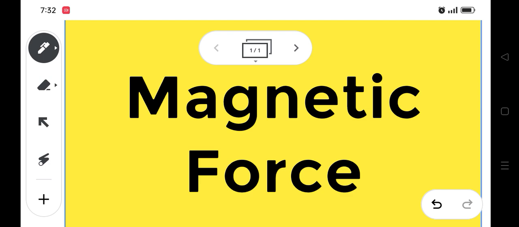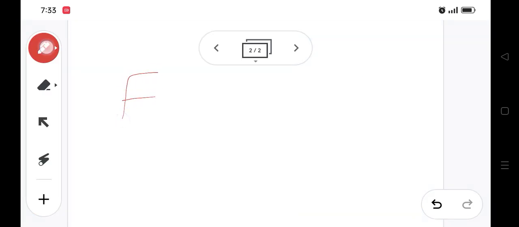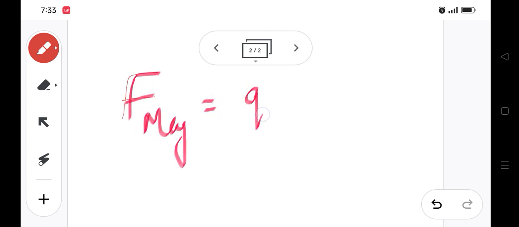In the previous class, we had learned what Lorentz force is, and we know it's a sum of electric force as well as magnetic force. There we had derived this equation for the magnetic force. So what's magnetic force? Magnetic force F is equal to Q into V cross B.